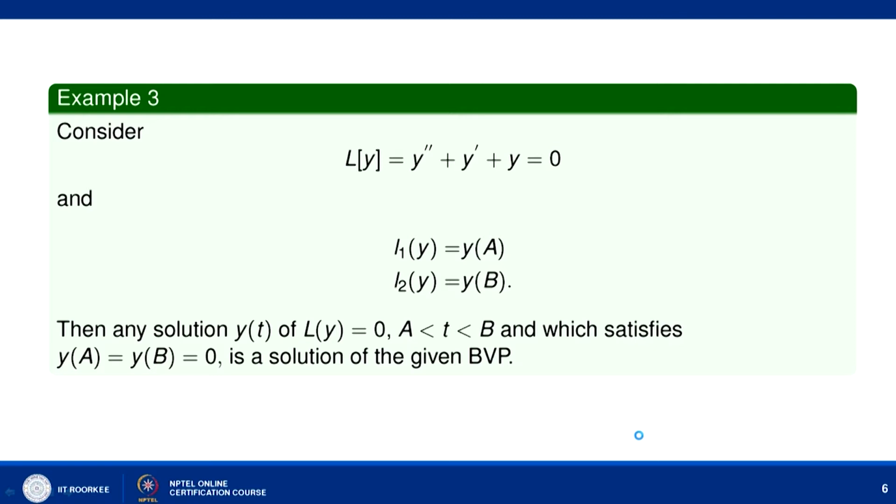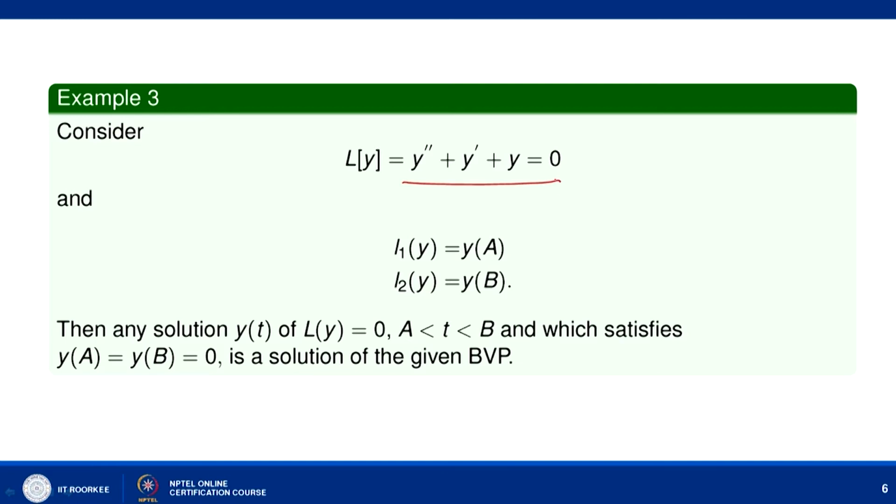Now, let us consider one example. Let us take the boundary value problem, say y double dash plus y dash plus y equal to 0, and here the boundary conditions are separated boundary conditions, and it is a Dirichlet kind of boundary condition, that is L1 y equal to y of a and L2 y equal to y of b. So, it is the first kind of boundary condition, and it is also a separated boundary condition.